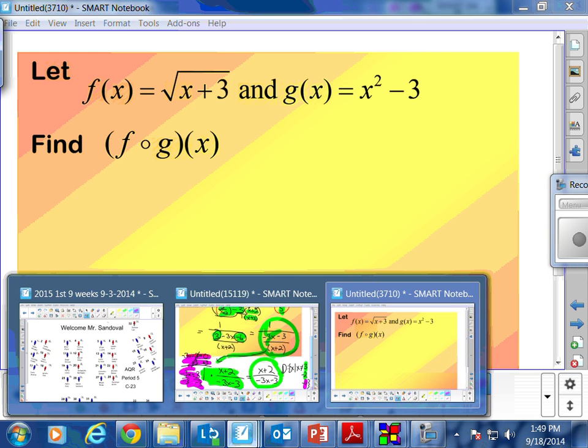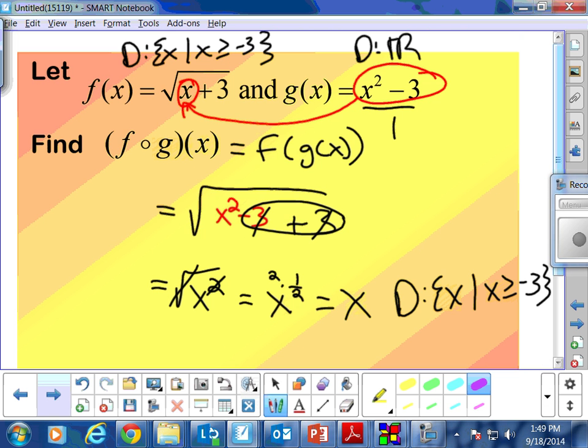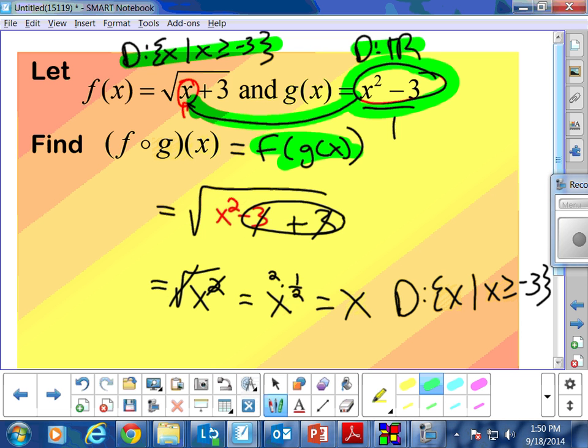Okay, now this is what you should end up getting. With this one, you had to first list the domains. And the domain for this one was x is everything greater than or equal to -3, because it cannot be imaginary, the square root of it. This one was domain, all real numbers. But then after that, f of g dictates that the g of x is going to be substituted in this x value that's here.